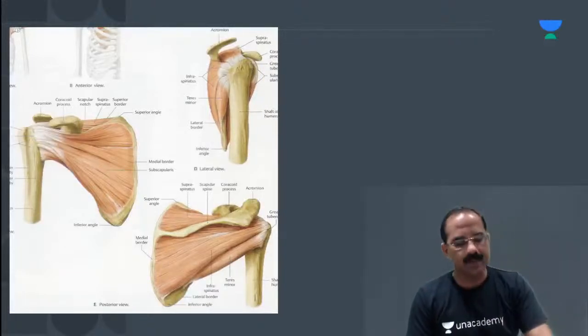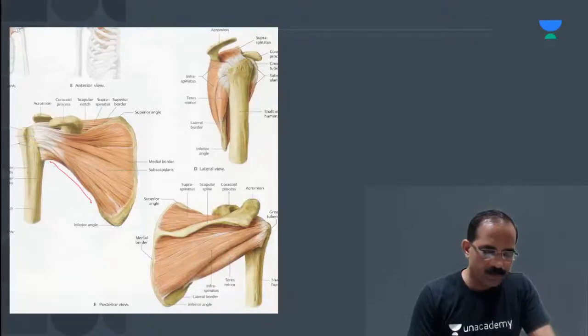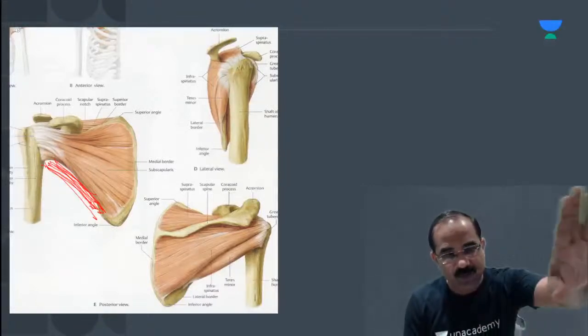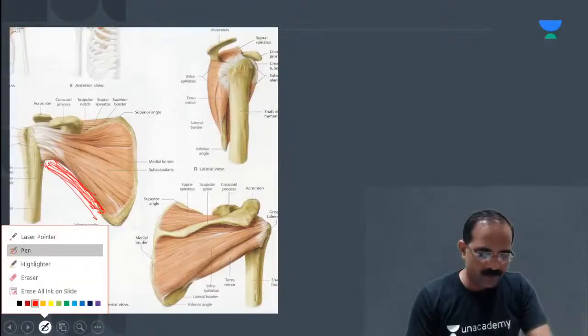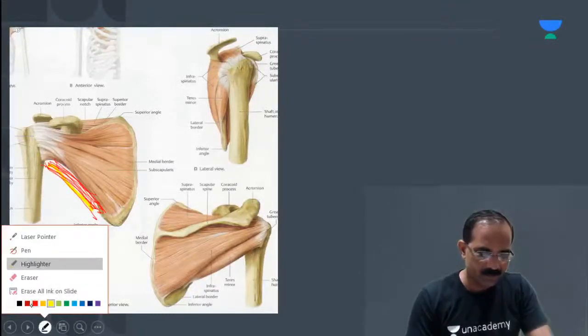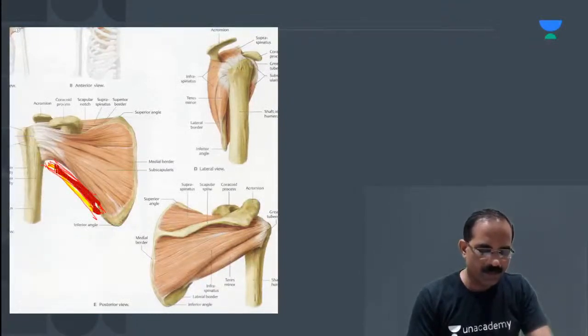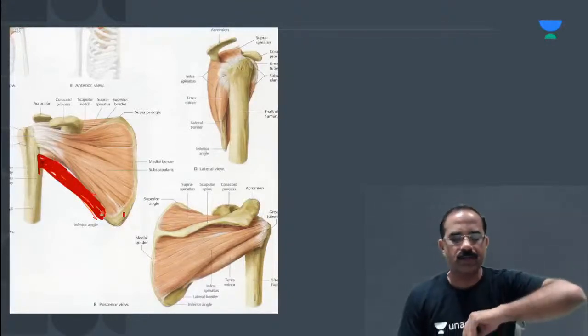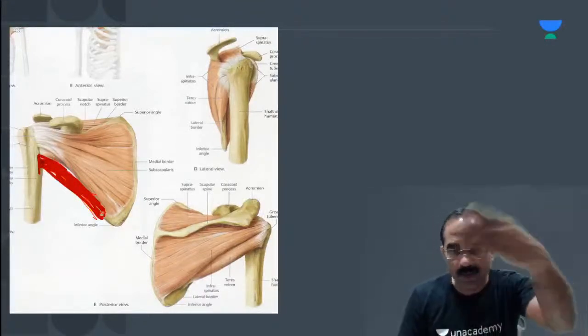The subscapularis. At the lower border of the subscapularis, students, a muscle is coming from backside, na? Ye peeche se aa raha hai. A muscle is coming from backside and this muscle gets inserted on the medial lip of the bicipital groove. Look, what's this muscle? Teres major. Ab ye samne se dekh rahe ho, you're looking from front.